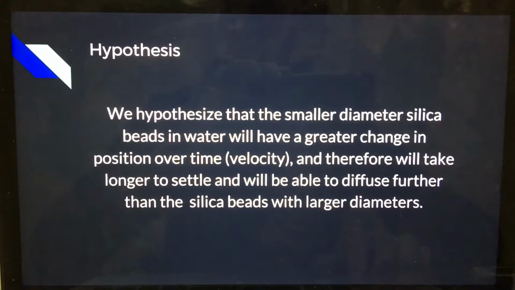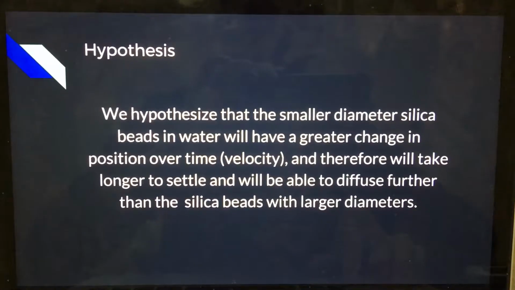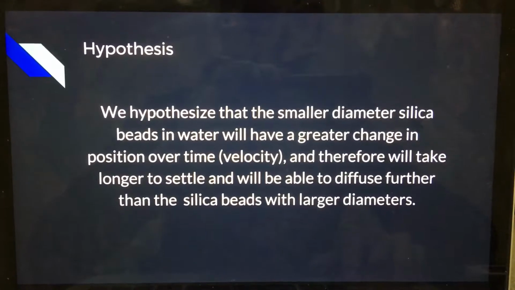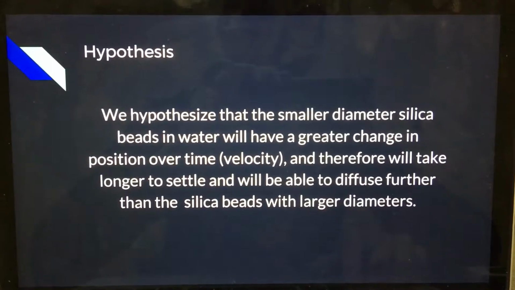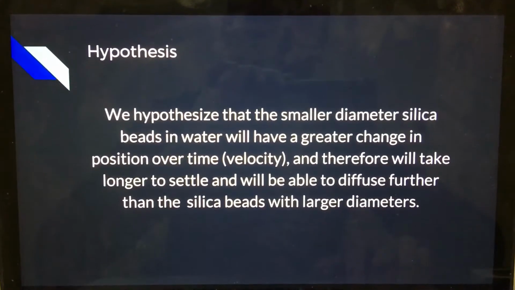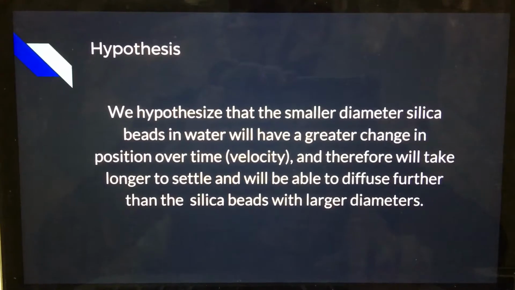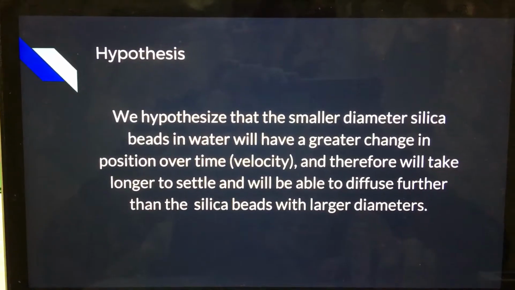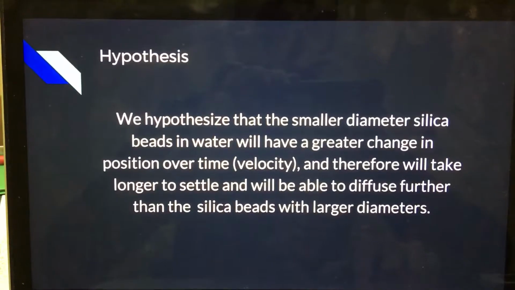So our hypothesis is that we believe that the smaller diameter silica beads in water will have a greater change in velocity and position over time. Therefore, it'll take longer for them to settle, and they will diffuse further than the larger diameter silica beads.